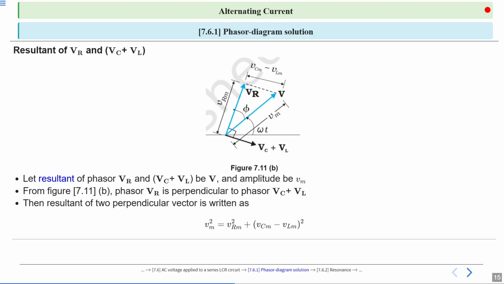Now there would also be the term 2AB cos theta, meaning 2 VRm (VCm minus VLm) cos theta, but theta is 90 degrees here. Since cos 90 degrees is 0, that term is eliminated. This is the resultant according to the parallelogram law, or the triangle law of vector addition.